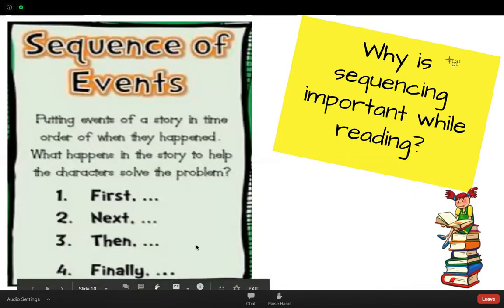Let's also think about it this way. It says sequence of events: putting events of a story in time order. It's the order that it actually happened in the story. Looking at those keywords like first, next, then, finally, and what happens in the story to help the character solve the problem. Remember, another way for us to think about the word problem is the conflict. How did the characters get over that conflict? How did they resolve that conflict?